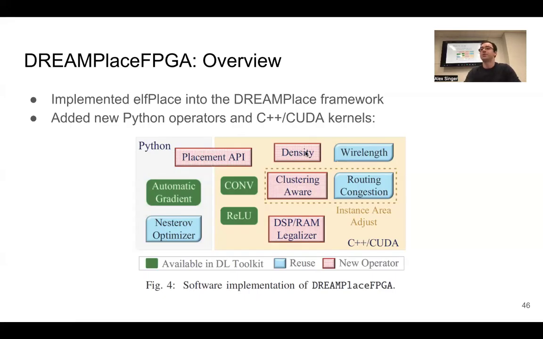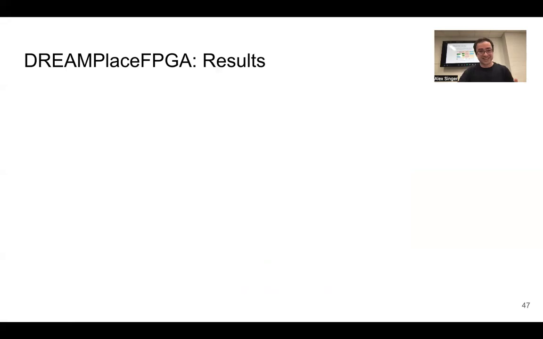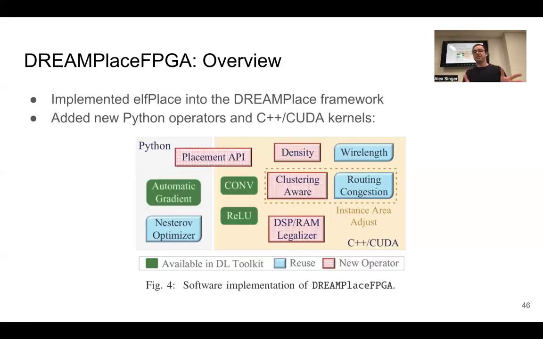They added their density terms that we just talked about, one for each data type, one for each flip-flop, and so on. They added their clustering aware instance area adjustments. The routing congestion already existed from ePlace. And then they had DSP and RAM legalization as a new operator. And then finally, they were able to reuse things like Nesterov's optimizer and the wire length one, because that was actually from the original DREAMPlace paper. And yeah, so that's what they did in this paper.